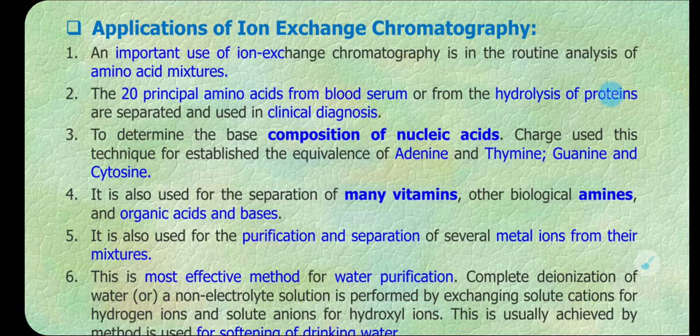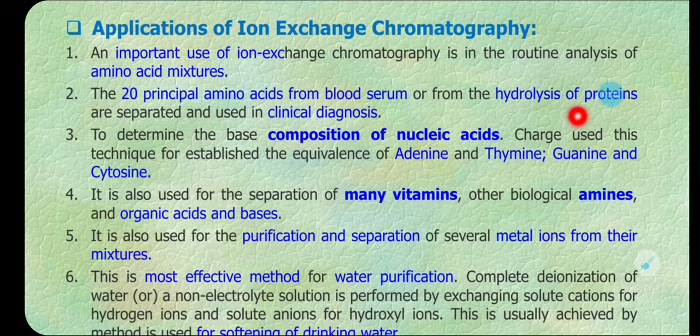First application: an important use of ion exchange chromatography is in routine analysis of amino acid mixtures in different laboratories. The 20 principal amino acids from blood serum or from hydrolysis of proteins present in our body can easily be separated or identified by using ion exchange chromatography in clinical diagnosis.